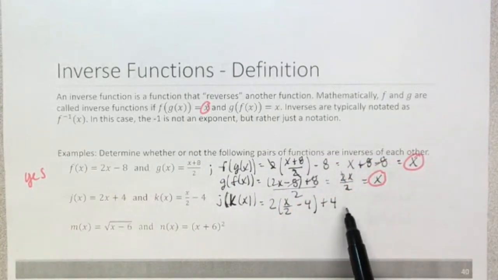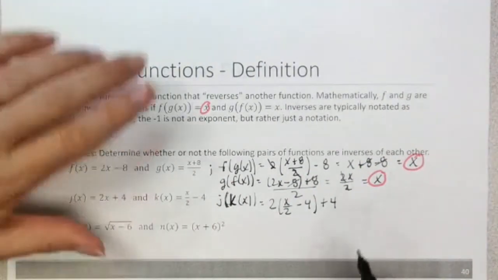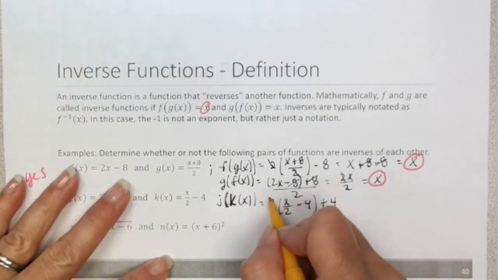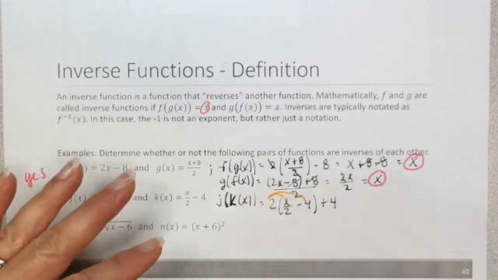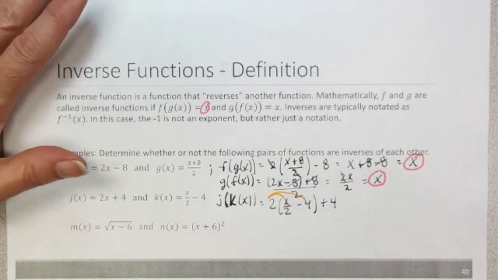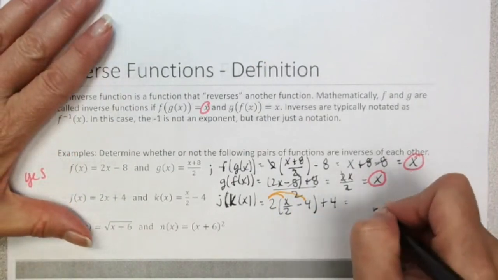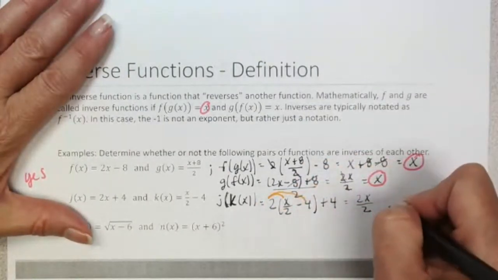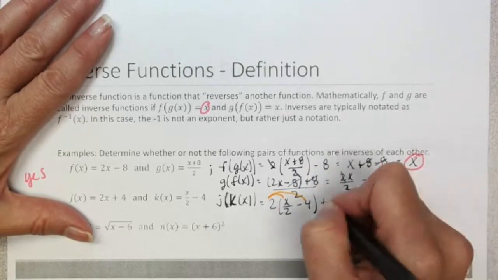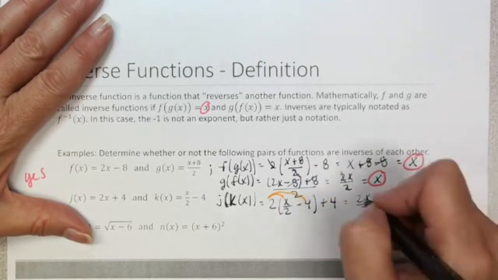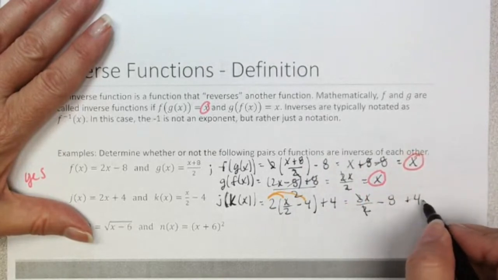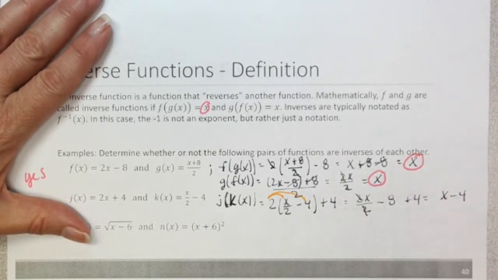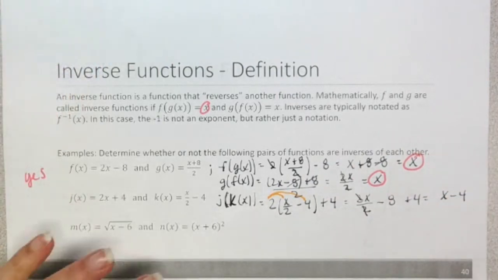It's really tempting to add out those 4's, isn't it? That's not what order of operations tells us to do, right? Order of operations tells us that we need to first distribute that 2 before we can start combining like terms. All right, let's distribute that 2 then. So we get 2x over 2 and then 2 times negative 4 is minus 8. And then we've got that plus 4 out there at the end. Well, these 2's are going to divide out, but look at this. Negative 8 plus 4 is negative 4. So this simplifies down to x minus 4, not x, right?